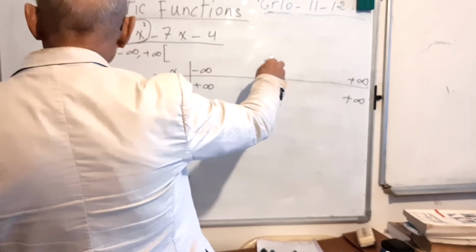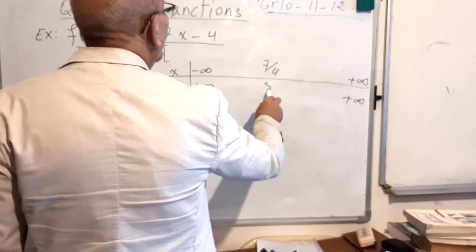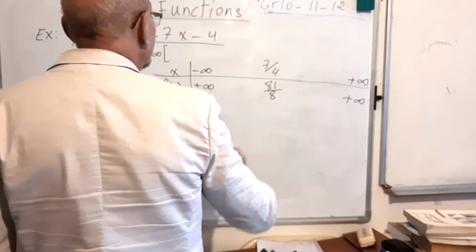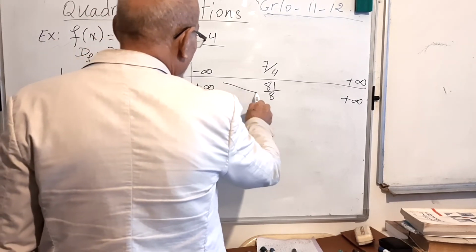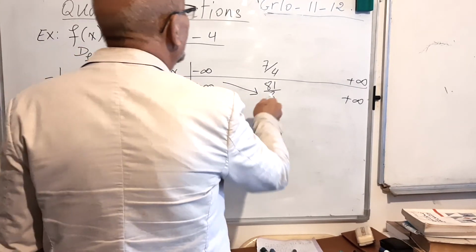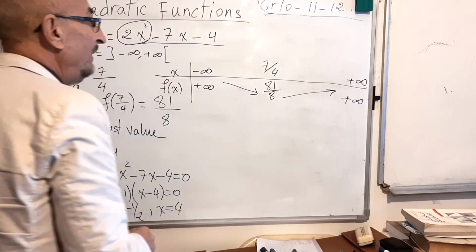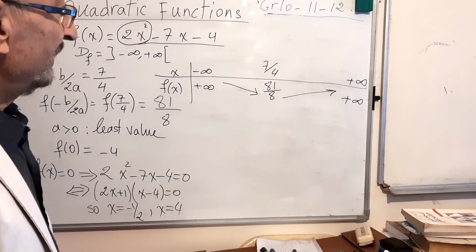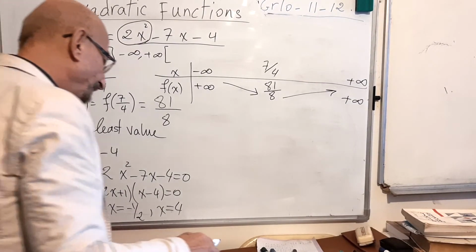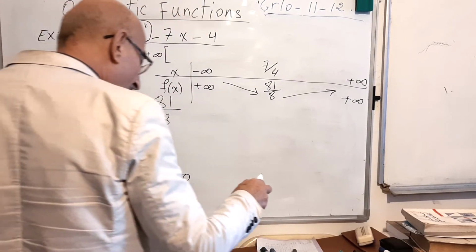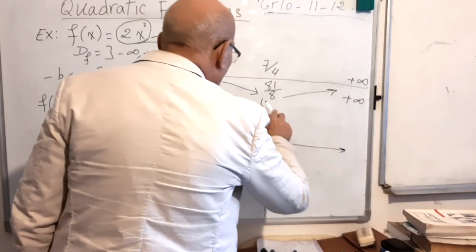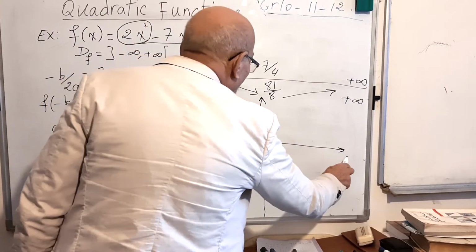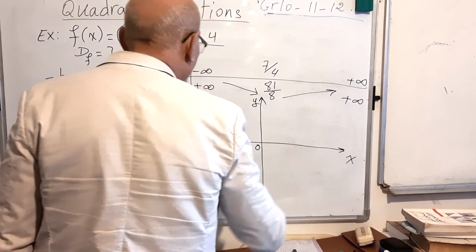For x equal 7 over 4, f of x is 81 over 8. F of x decreases from plus infinity to 81 over 8, and in the other interval increases to plus infinity. We can now draw the graph of f of x.